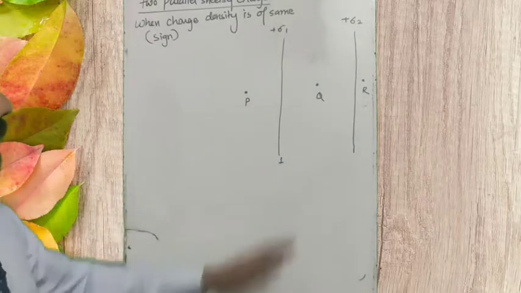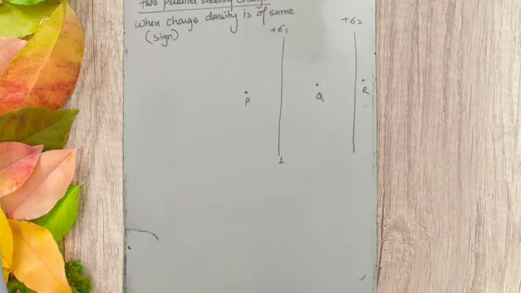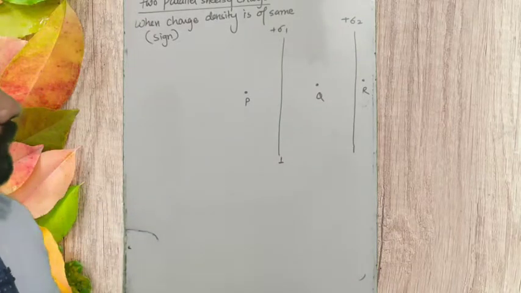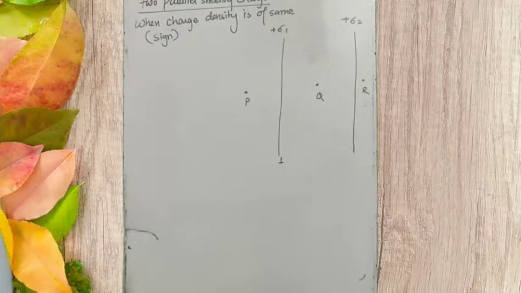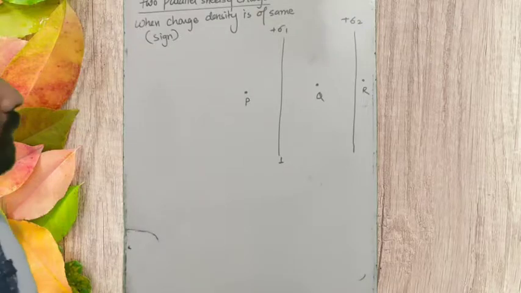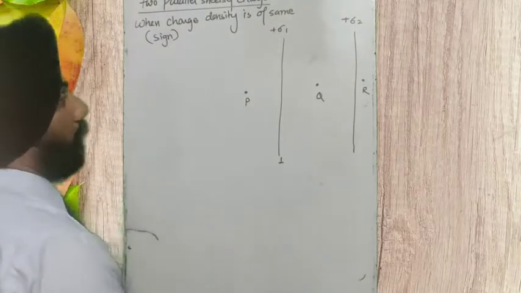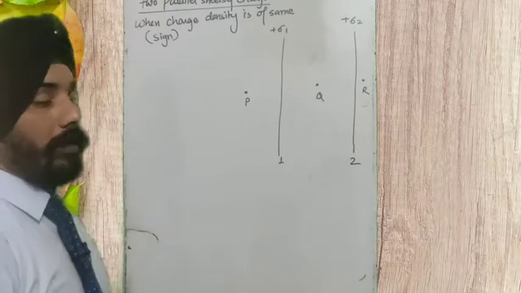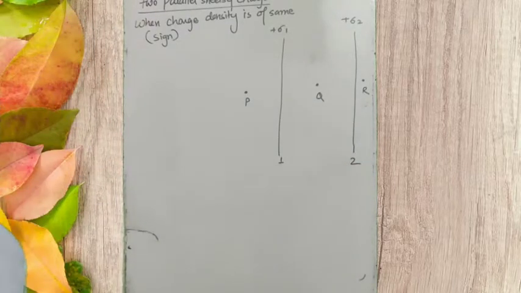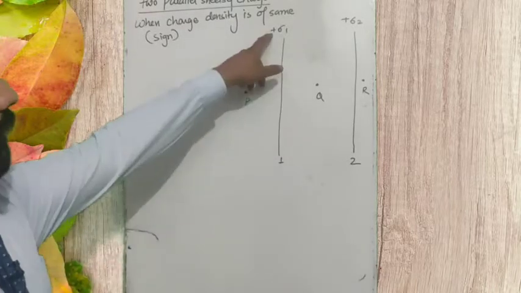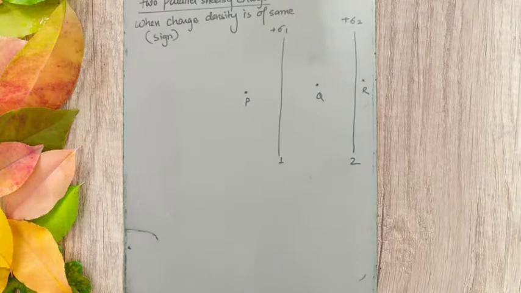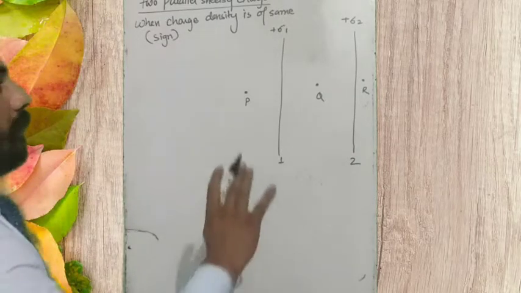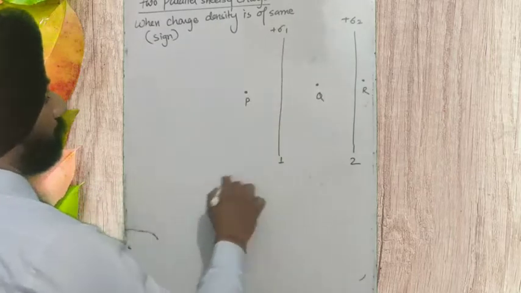That point P is the extreme left-hand side point, Q is lying in the middle of the sheets, and R is on the extreme right-hand side. So now we have 3 points at which we have to calculate electric field intensity due to these two plane sheets of charge having either positive or negative charge density. Here I have denoted plus sigma 1 and plus sigma 2. Both are not having the same charge density, but they are like.